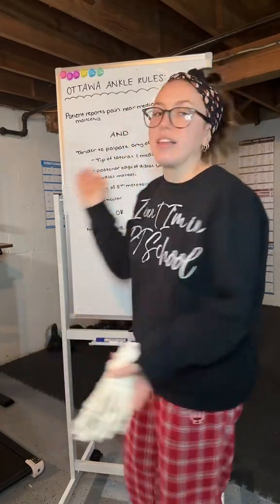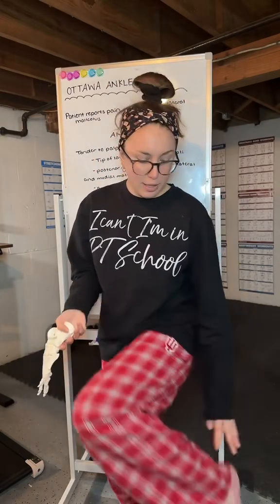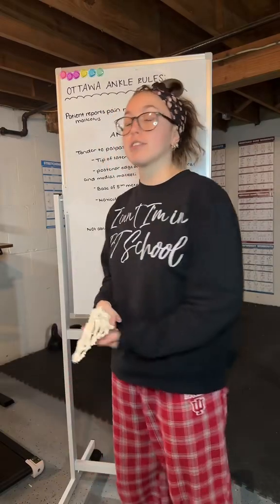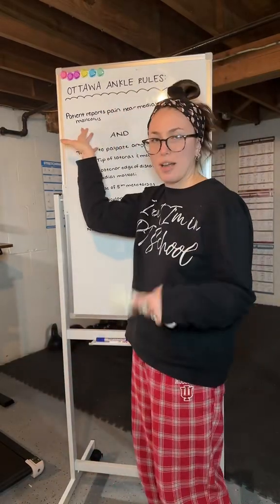Now, what are the malleoli? So the medial malleolus is actually our tibia as it comes down, that bump on the inside. And then our lateral malleolus is actually the head of the fibula as it comes down, and that bump there. So, hey, I'm having pain in these areas. Okay, we want to check out our Ottawa ankle rules.